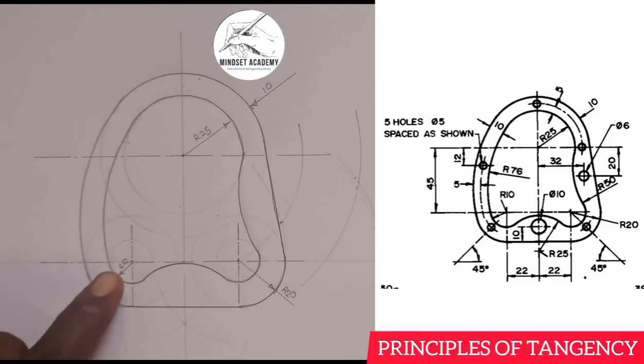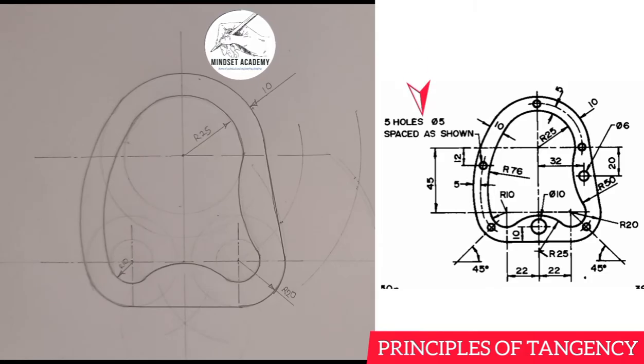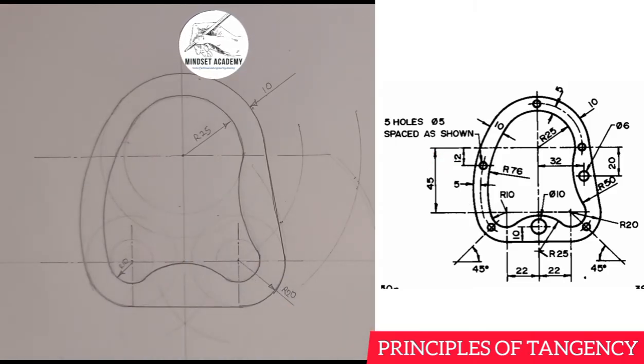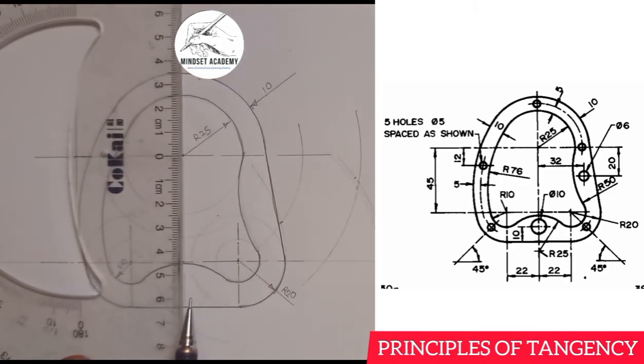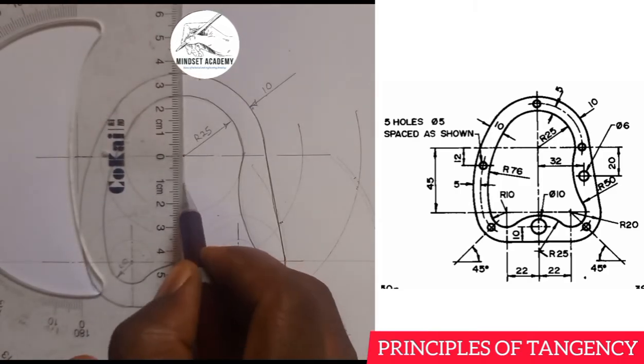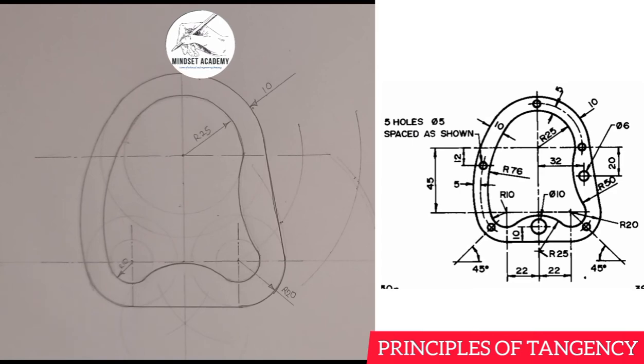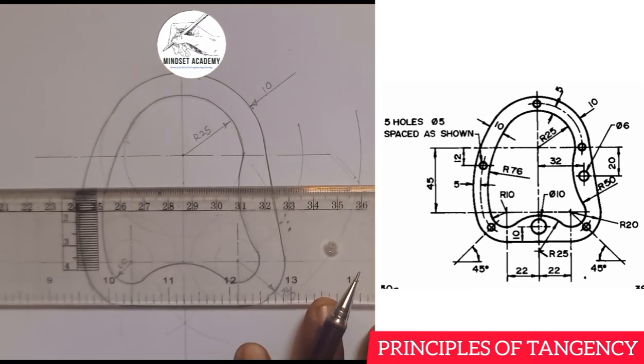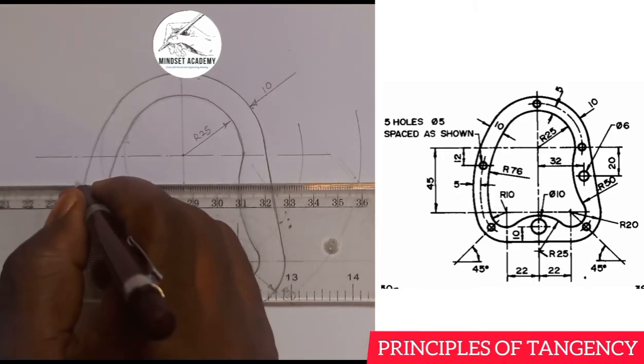There's a circle at this point here. We're told that there are 5 holes, diameter 5, spaced as shown. This one here is located 12 millimeter from this line here. So that means I'll measure 12 from here. Let's do that and see. From 0 to 12 is here. So if I move to that point, 12 there, that means the circle is here.